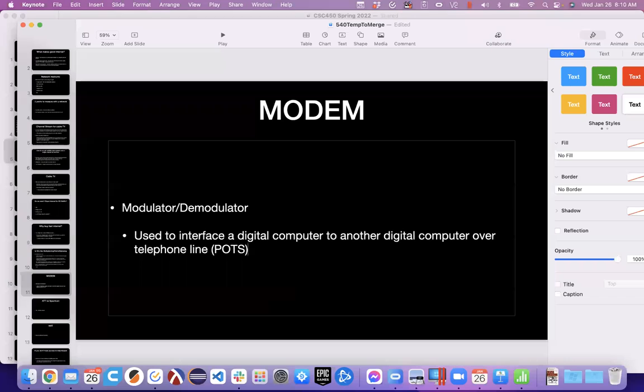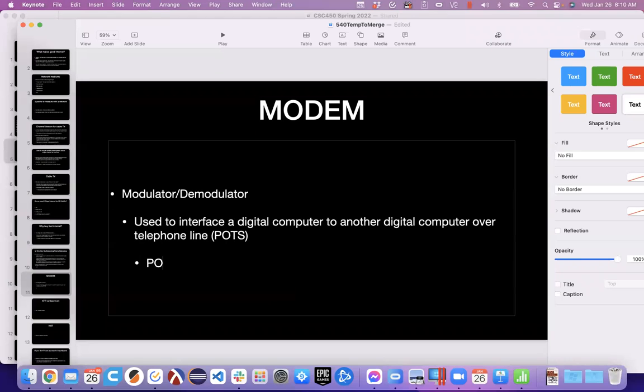So this is something called POTS. Anybody know what POTS means? Plain old telephone service. All right, so our POTS network is our plain old telephone service network.